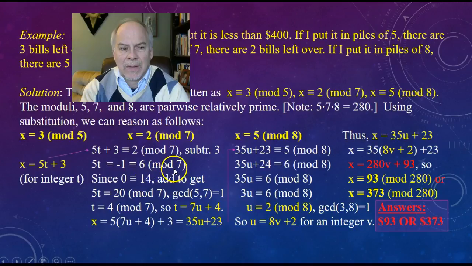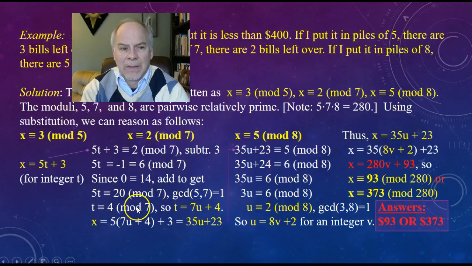Now, in mod 7, 14 is congruent to 0. So I could add 14 to this to make it 20. And so 5t is congruent to 20. Now, why did I want to do that? Because now I can divide both sides by 5, but I can only do that because the greatest common divisor of 5 and the mod is 1. And so I can now divide both sides by 5, and I get t congruent to 4 mod 7.